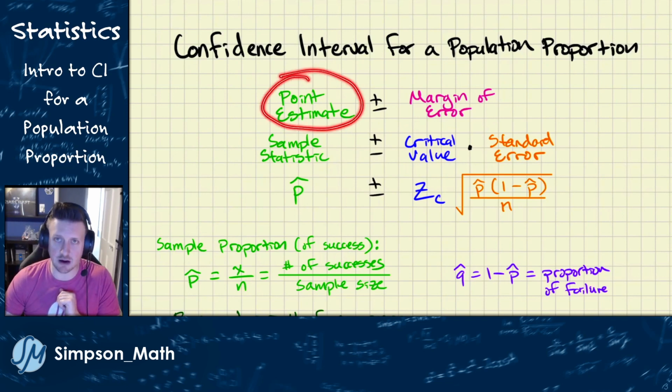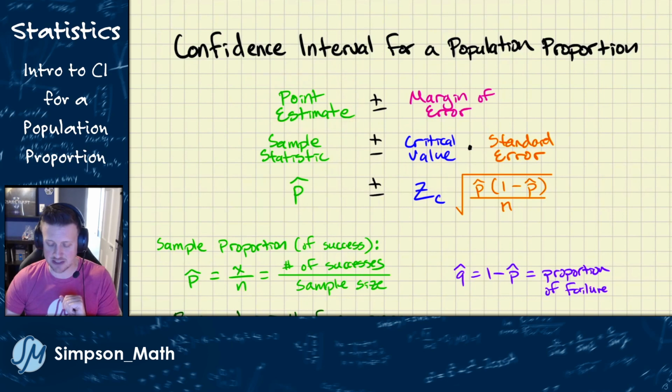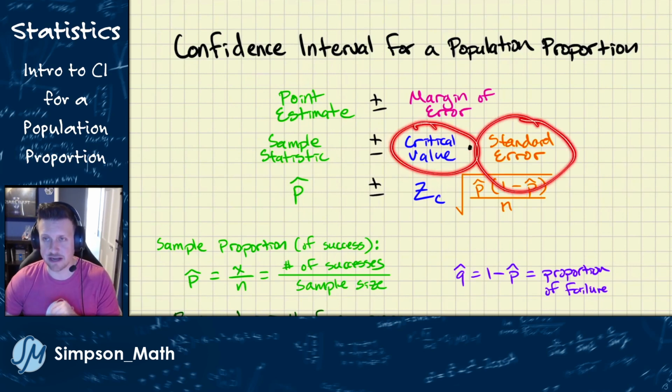Generally, our point estimate is a sample statistic. In the next section, it'll be our sample mean. In our introductory section, we were talking about the sample mean as well. But specifically, this time we're going to be talking about our sample proportion, which is called p hat. Then we have our margin of error, which is made up of two parts: our critical value and our standard error.